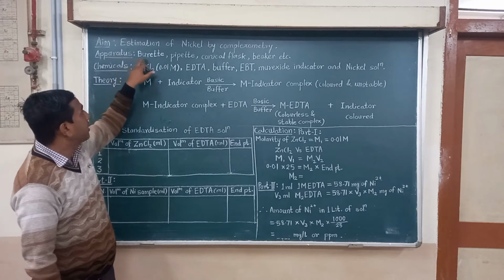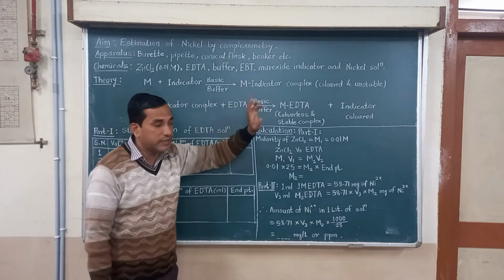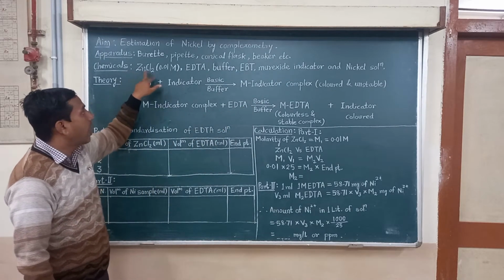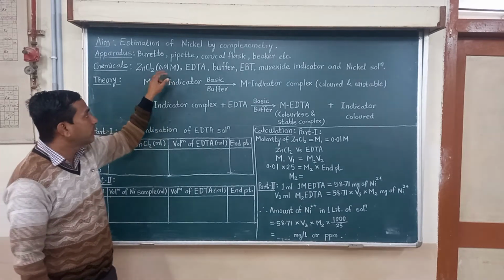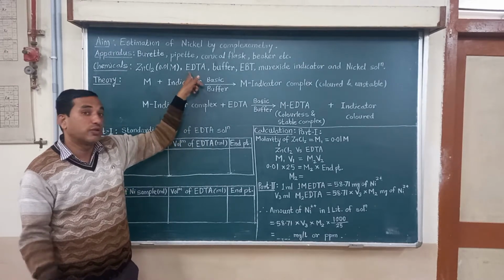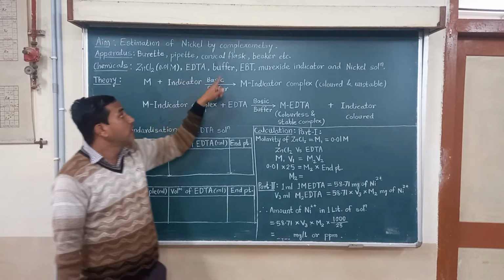In this titration we are using apparatus such as burette, pipette, conical flask, and beaker. The chemical required for this titration is zinc chloride having molarity 0.01 molar, which acts as a standard solution. EDTA, that is ethylene diamine tetraacetic acid, the disodium salt, is basically used as a complexing reagent.